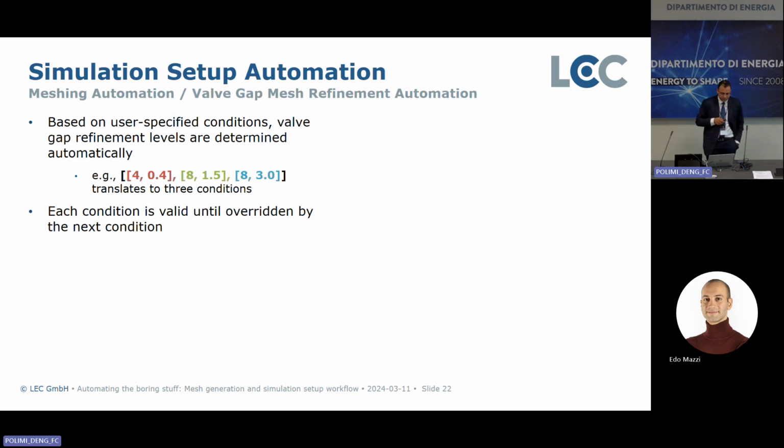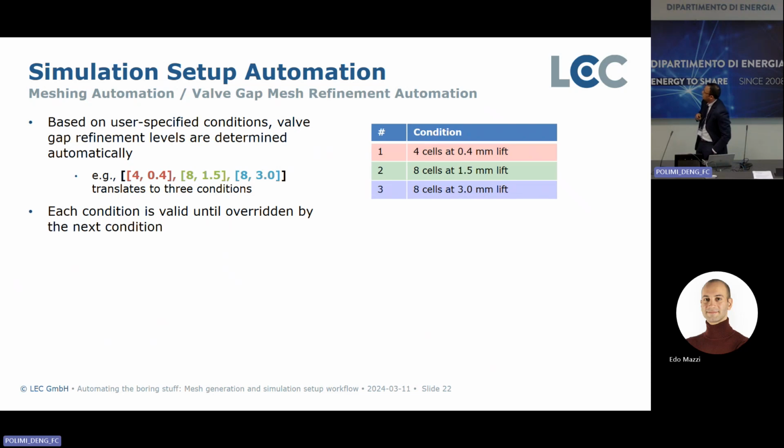As I said, based on user specified conditions, we can already apply the refinement levels. In this example, I am showing that we need 4 cells when the valve lift is 0.4, 8 cells when it's 1.5, and 8 cells when it's 3. Based on this, we can translate into conditions.